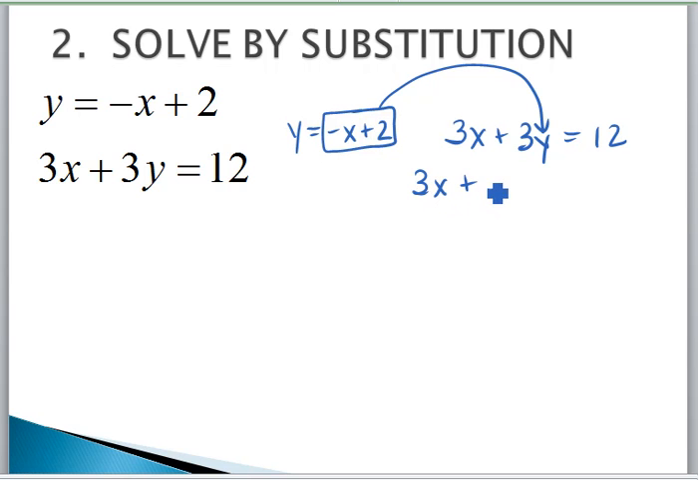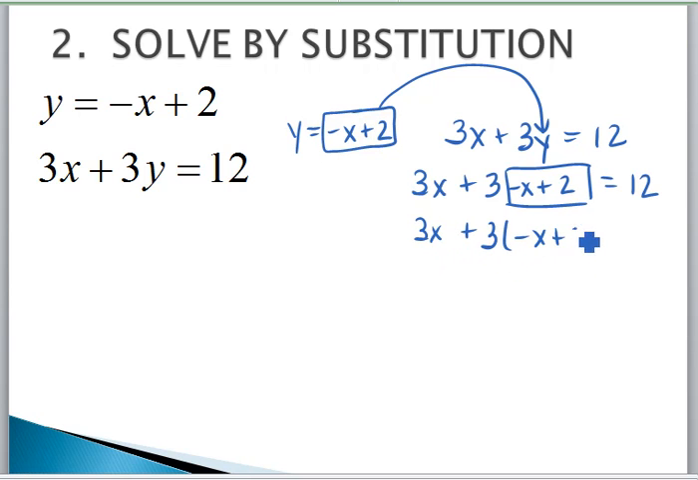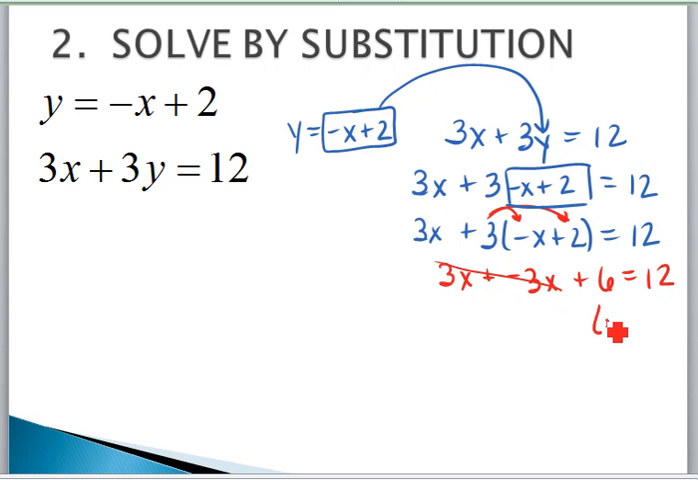So I have 3x plus 3, my box, equals 12. Inside my box is a negative x plus 2. So I end up getting 3x plus 3 times negative x plus 2 equals 12. Well, now what I'm left to do is solve for x. So I have a 3x plus a negative 3x plus a 6 equals 12. Because the x terms fall out, creating 0, I now have the equation 6 equals 12, which is an untrue statement. And we know when we get an untrue statement, the answer is no solution.